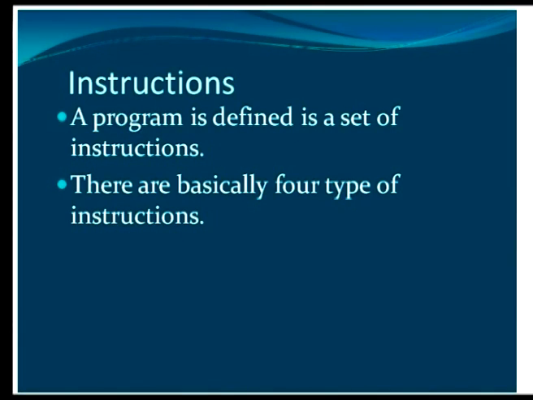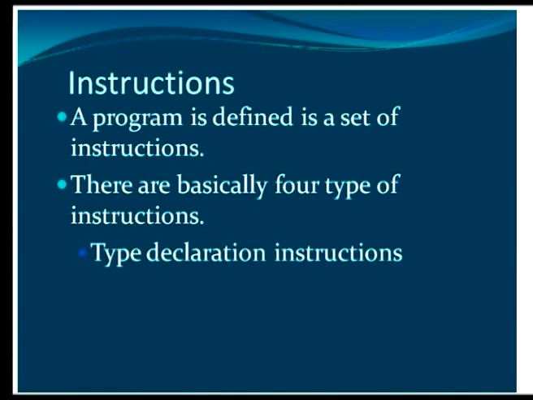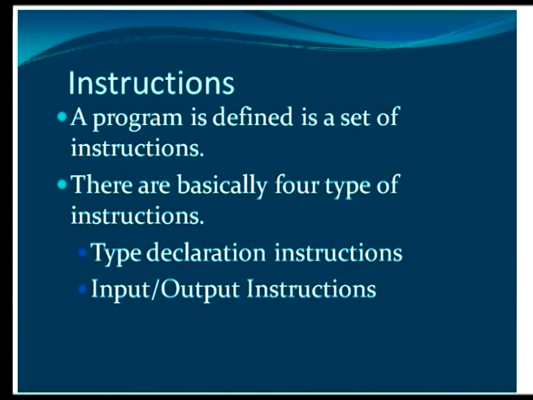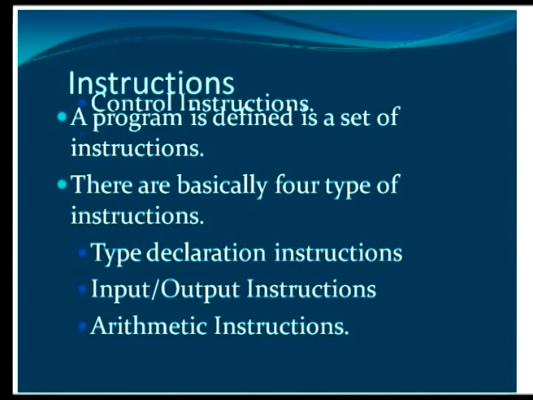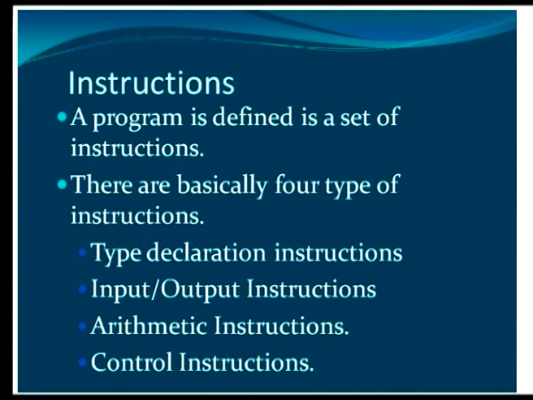A program is defined as a set of instructions, and these instructions which are used in the C language are basically of 4 types. They are type declaration instructions, input output instructions, arithmetic instructions and control instructions. We will study in detail about each of these types later on.